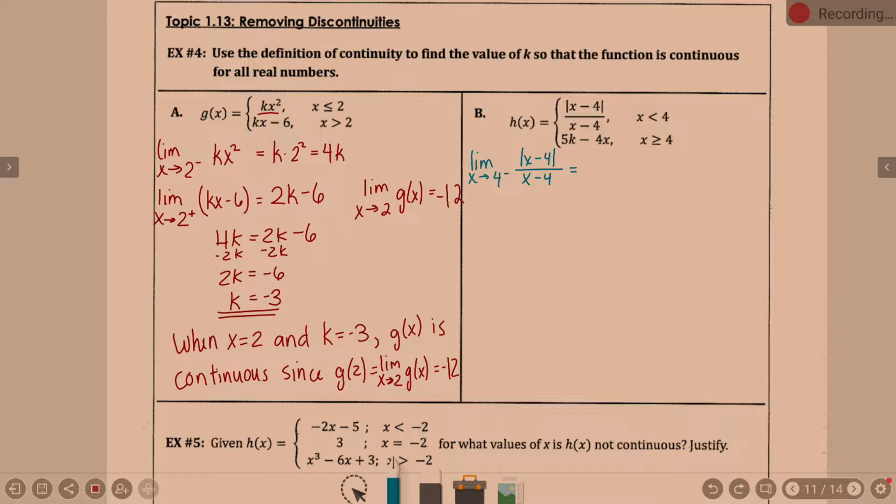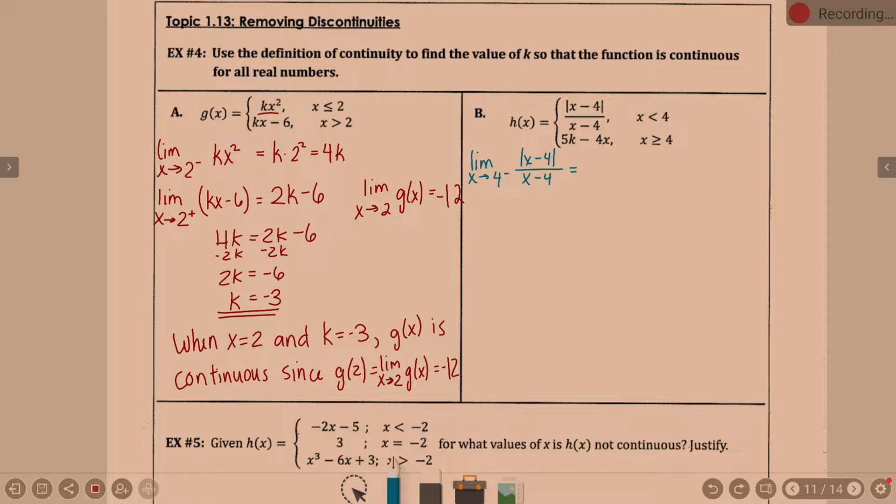Going to 4 from the left, basically use something like 3.9, right? Or 3.999. 3.9 will do here. Because 3.9 minus 4 is going to be negative 0.1, but the absolute value of that is positive 0.1. On bottom, 3.9 minus 4 is still going to be the same value, right? But it's going to be negative.